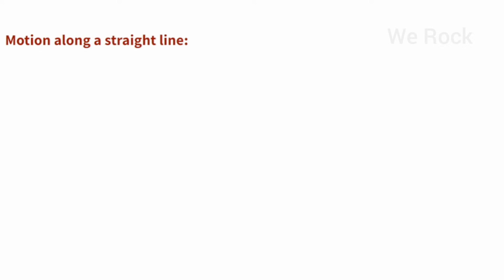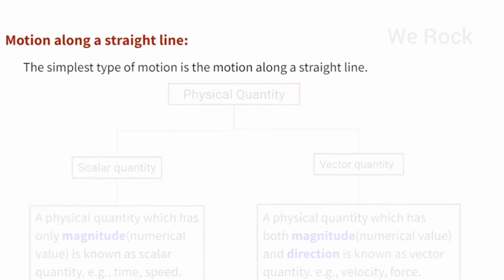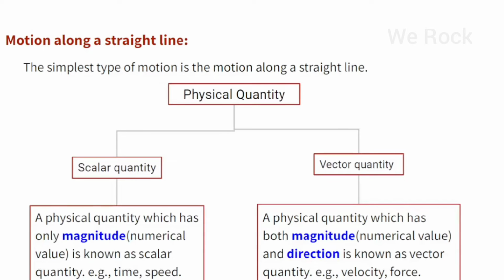Motion along a straight line. The simplest type of motion is the motion along the straight line. A physical quantity can either be a scalar quantity or a vector quantity. A physical quantity which has only magnitude is known as scalar quantity. Example, time and speed. A physical quantity which has both magnitude and direction is known as vector quantity. Example, velocity and force.